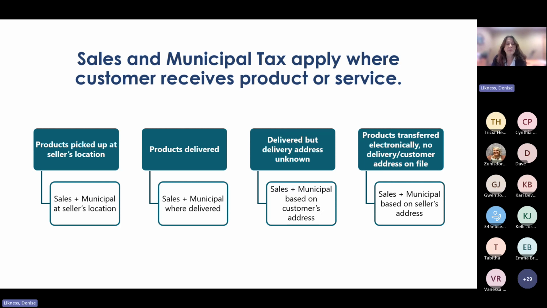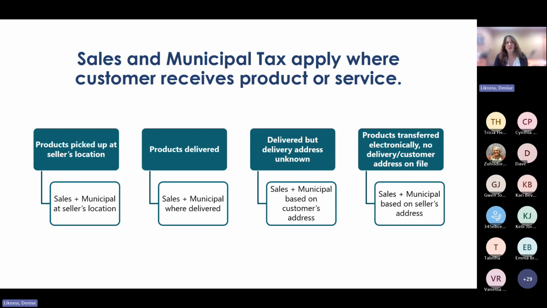Delivered, but the delivery address is unknown. You may have a delivery address, and I tell people that have businesses to always have a sold to box and a shipped to box. That's for your benefit, because if you don't have the shipped to box, we're going to have the bill to box. It's going to be the customer's address. It may not have been shipped to that address, but if we don't have that information, it will be taxed at the customer's address. Okay.